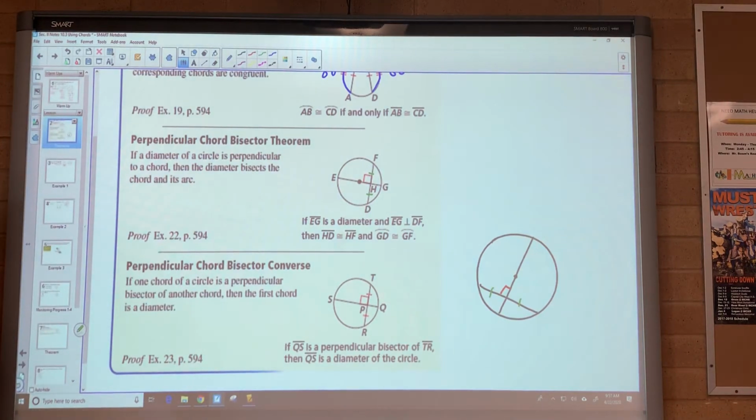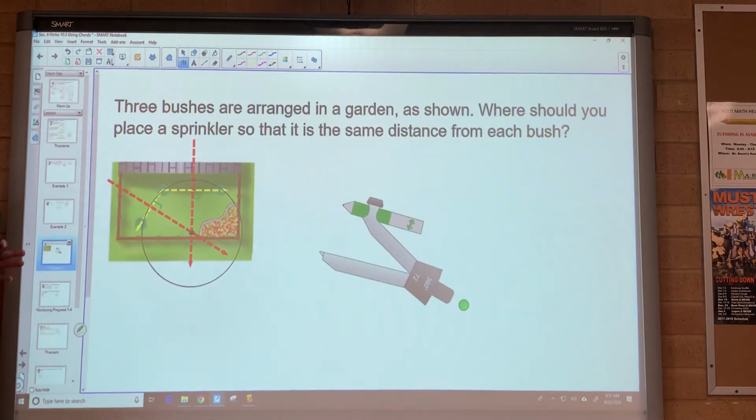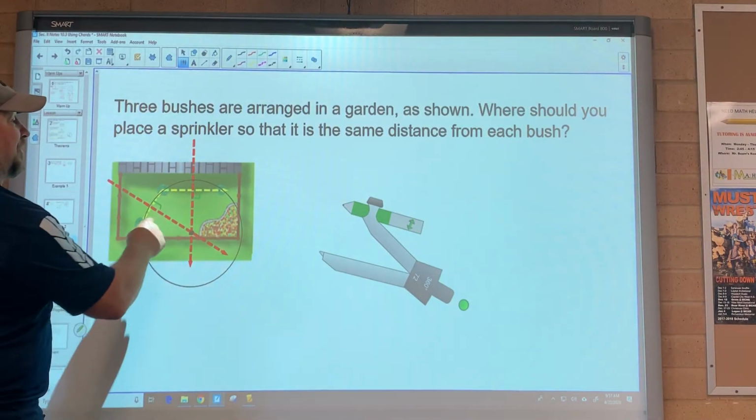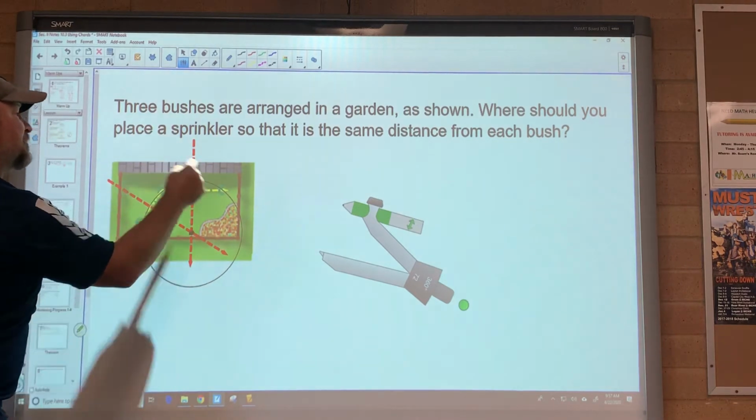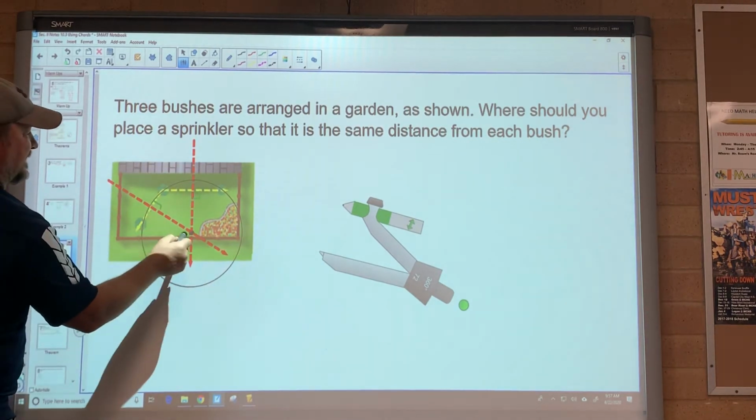Does that make sense? I hope so, because now this picture would work out. That's how you would actually do it in real life, so that you would be able to have a sprinkler in the correct spot to be able to hit each bush, because now it's equally distanced.